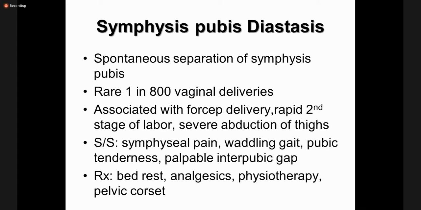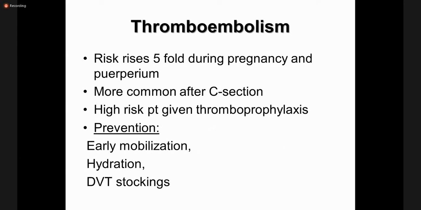You have to keep the patient immobilized in order to get the symphysis pubis joint to relocate. Okay, what other abnormality can occur during puerperium? It is thromboembolism. The risk rises fivefold during pregnancy and puerperium because pregnancy is considered a hypercoagulable state. So the risk of thromboembolism is more. There is a fivefold rise in risk of thromboembolism during pregnancy and puerperium.